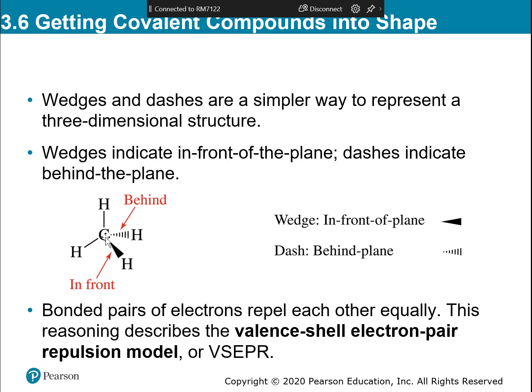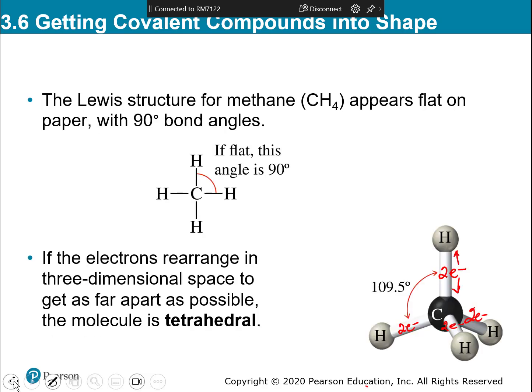So the wedge and dash is a way of showing some three-dimensional structure instead of just having them up, down, left, and right. Just remember the wedge means it's pointing towards you, and the dash means it's sticking back away from you. Doing this gives the maximum amount of distance between bonding pairs. The angle is about 109.5 degrees, but I won't ask you that. The shape that it has is called tetrahedral.